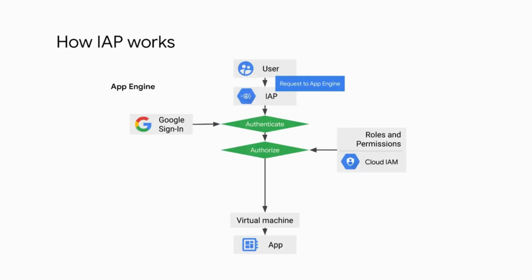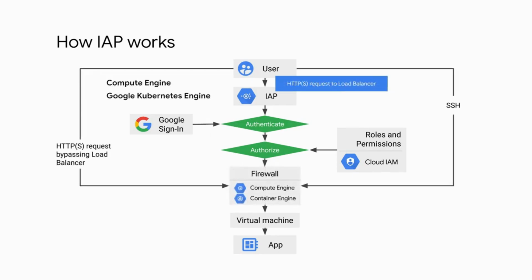Applications and resources protected by IAP can only be accessed through the proxy by users and groups with the correct Cloud IAM role. When you grant a user access to an application or resource by IAP, they're subject to the fine-grained access controls implemented by the product in use without requiring a VPN. IAP performs authentication and authorization checks when a user tries to access an IAP-secured resource. The slide shows how IAP works, both in App Engine as well as in Compute Engine and GKE.